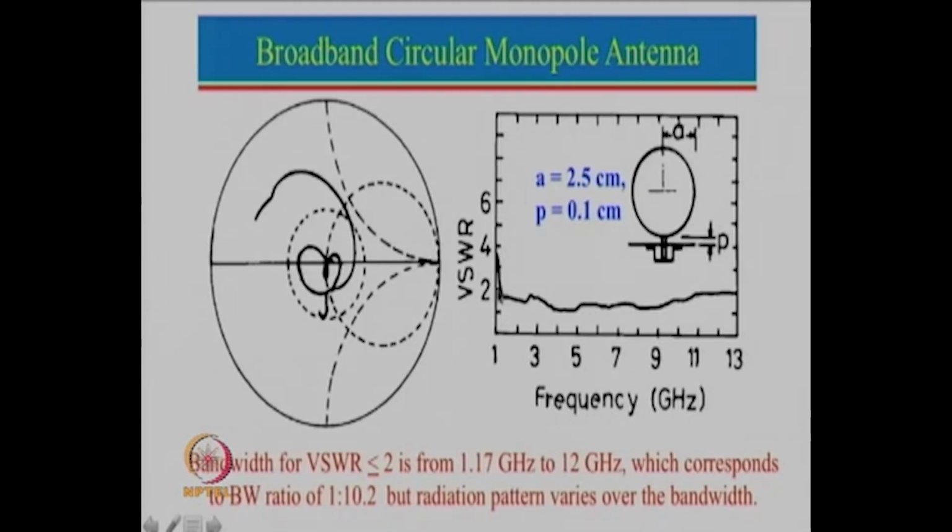If we draw a line here for VSWR 2, we can see that the bandwidth for VSWR less than 2 is from 1.17 gigahertz all the way to 12 gigahertz. You can see that even 13 gigahertz is almost within VSWR 2, it is slightly more than 2, but for practical purposes this entire bandwidth is there. However, there is one major problem with this configuration, that is the radiation pattern varies over the bandwidth, but we will come to that part a little later.